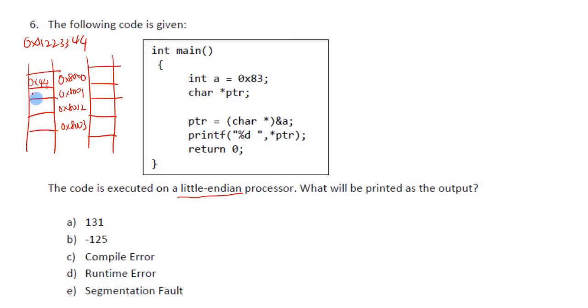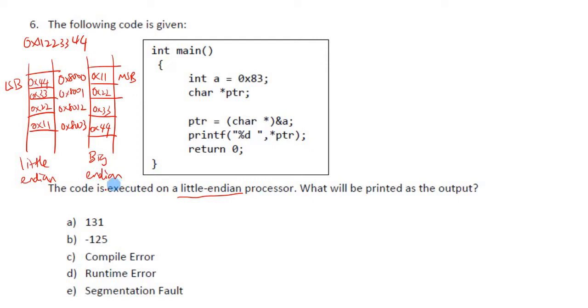Either I can store it as 44, 33, 22, and 11, or it could be 11 here, 22, 33, and 44. Okay, so the one on the left, where the least significant byte is stored in the lowest address, is what we call a little endian format. When you have the most significant byte in the lowest address, then we call it a big endian format.